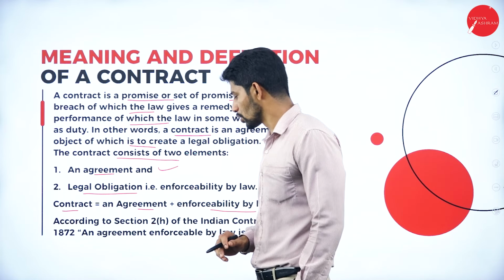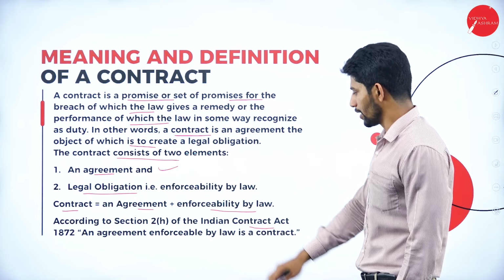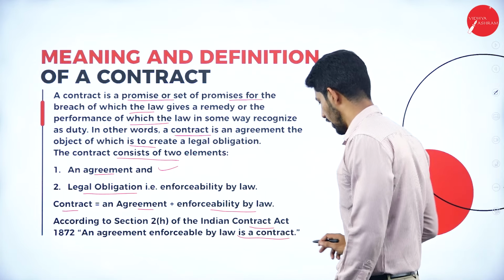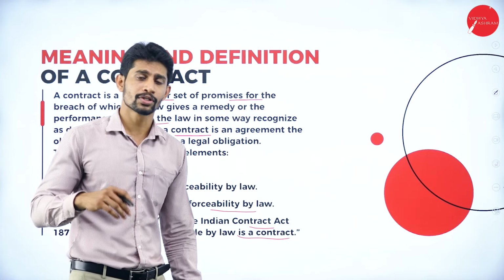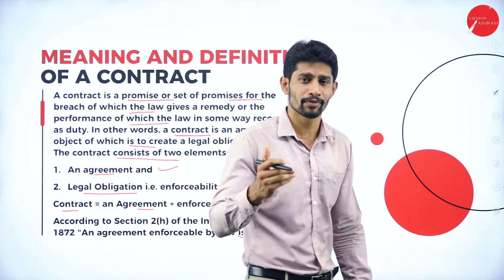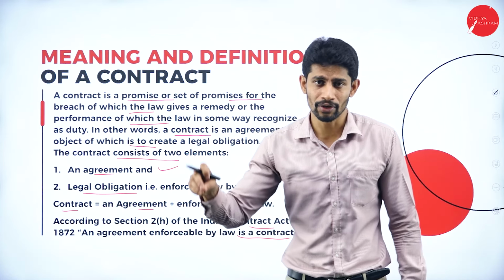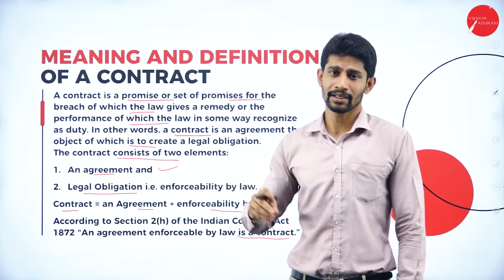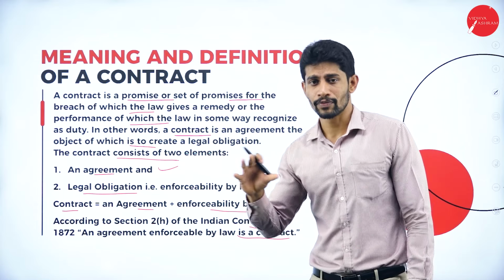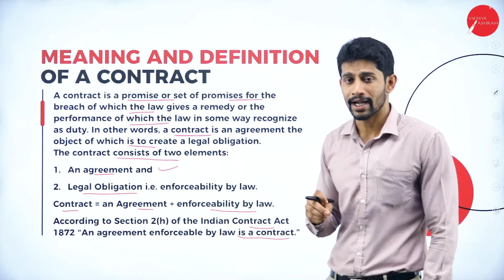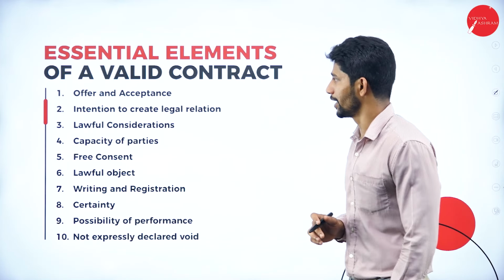According to Section 2(h) of the Indian Contract Act 1872, an agreement enforceable by law is a contract. Yes, if any agreement is enforceable by law, that means if any agreement is ruled by law, that particular agreement will be called a contract. If you have registered your sale deed, agreement or lease deed with the particular authority, then that transaction between the two parties will be called a contract because that is enforceable by law.